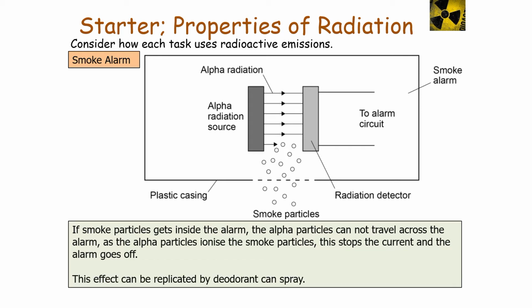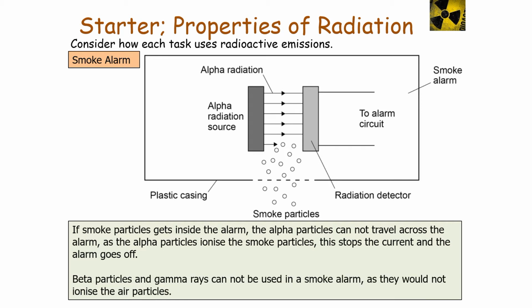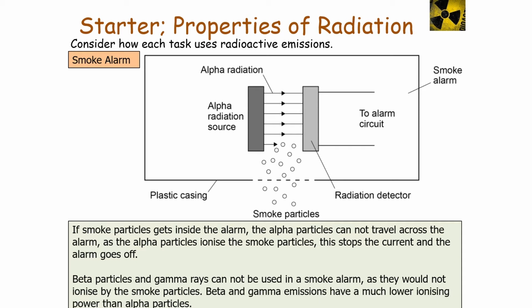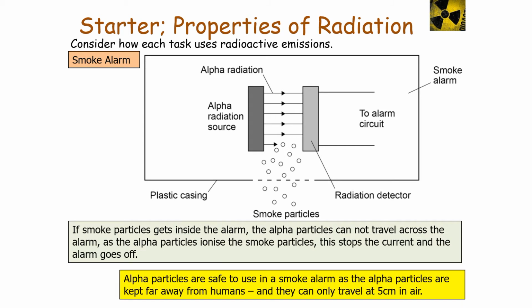This effect can actually also be replicated by a deodorant can spray because deodorant particles will also do this. Beta particles and gamma rays cannot be used in a smoke alarm as they would not ionize the air particles and they would not ionize the smoke particles. So it's important to know that beta and gamma emissions have a much lower ionizing power than alpha particles.